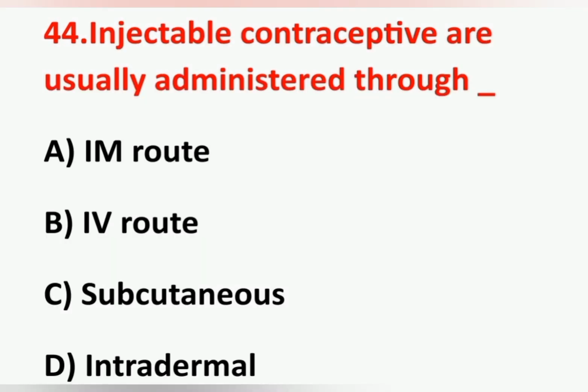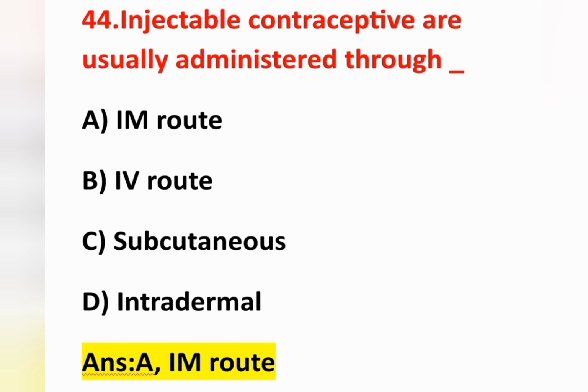And the next question, injectable contraceptives are usually administered through. Options are option A IM route, option B IV route, option C subcutaneous, option D intradermal. So here correct answer is option A IM route. Injectable contraceptives are usually administered. The most common route is IM route, intramuscularly.